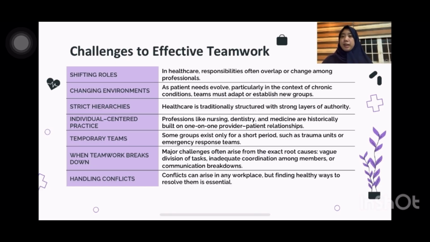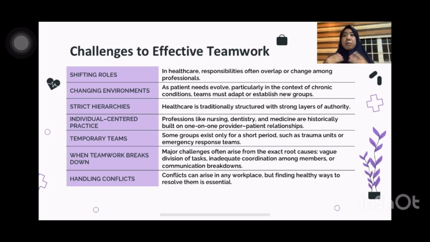3. Strict hierarchies. Healthcare is traditionally structured with strong layers of authority. While this setup can bring order, it sometimes discourages open communication among members. 4. Individual-centered practice. Professions like nursing, dentistry, and medicine are historically built on one-on-one provider-patient relationships. This culture, while valuable, can sometimes clash with the idea of shared decision-making and teamwork.